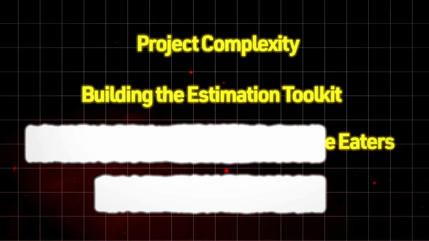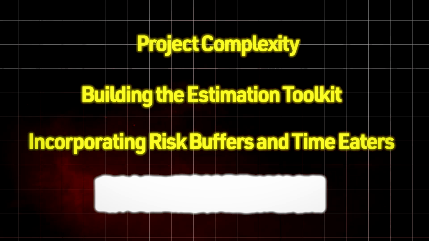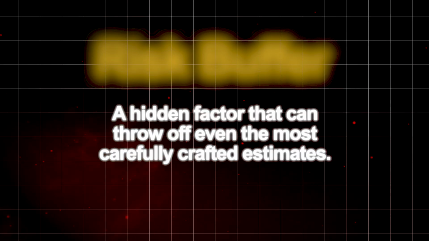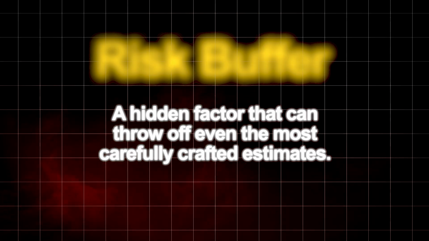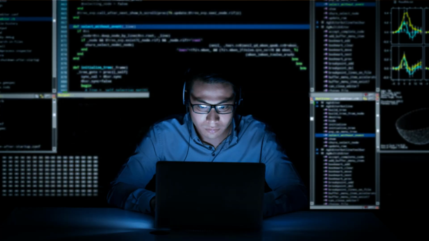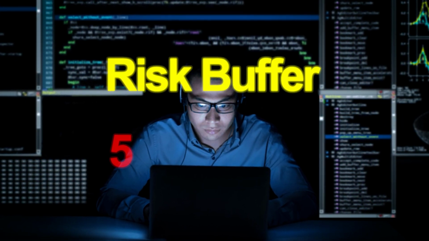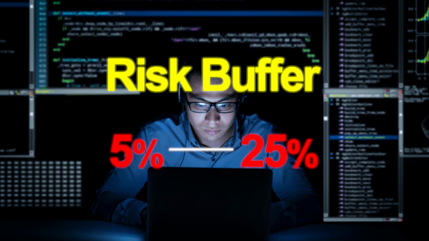The secret sauce: risk buffers and time eaters. Now that you've got your initial estimate, it's time to face reality. There's still a hidden factor that can throw off even the most carefully crafted estimates. It's what we call the risk buffer, which tells us that, depending on your project's complexity, we should add a risk buffer of 5 to 25% to your overall project time.